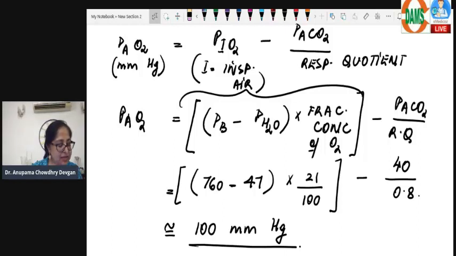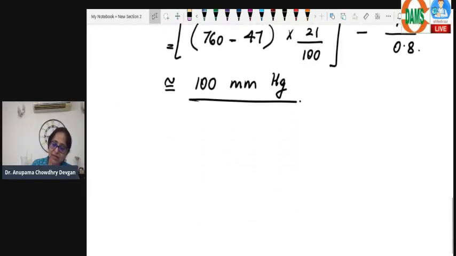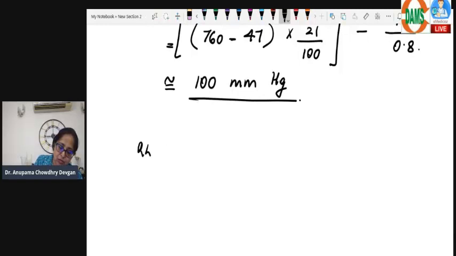Okay. Now, this is as far as the alveolar gas equation is concerned, right? Now, what is respiratory quotient? I told you I will discuss it with you. What is respiratory quotient?